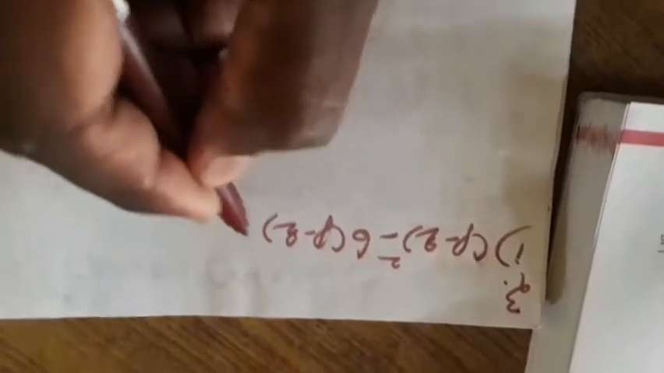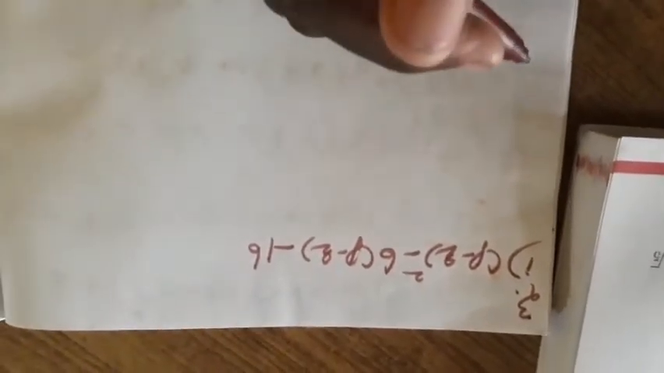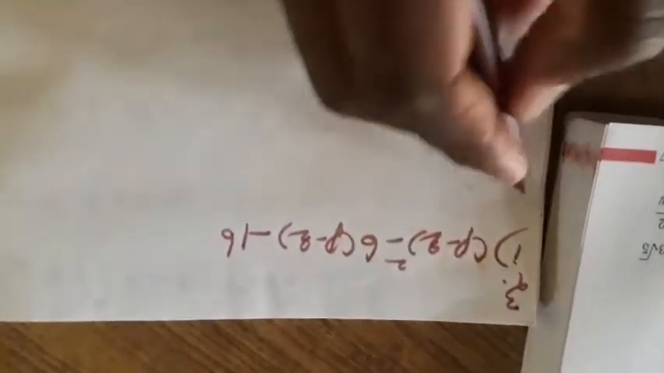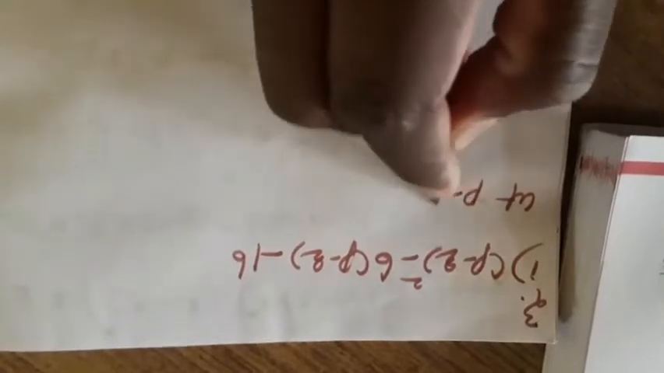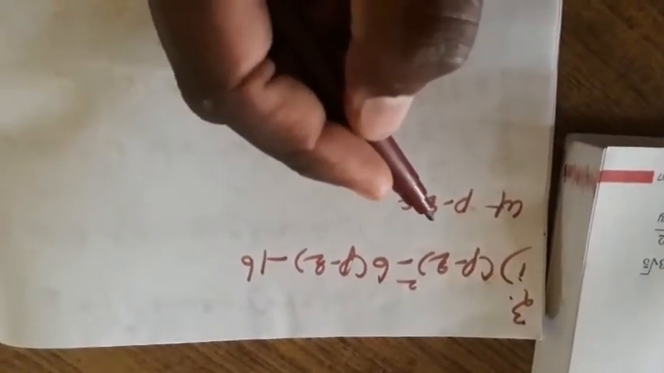Third question, first subdivision: (p minus q) whole square minus 6 into (p minus q) minus 16. Here the given question is somewhat complicated. It has two variables, which makes it complicated. Therefore, take p minus q as in example 3.1.